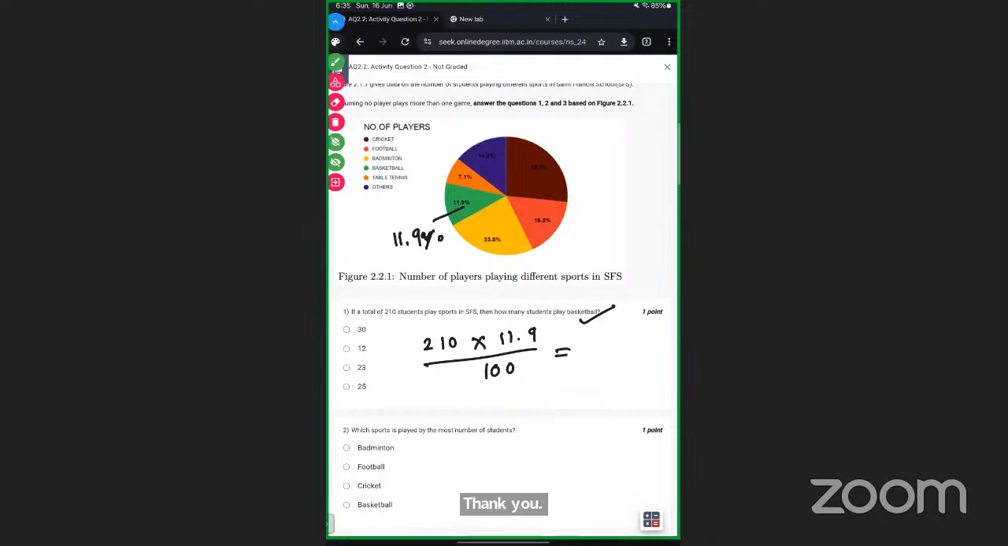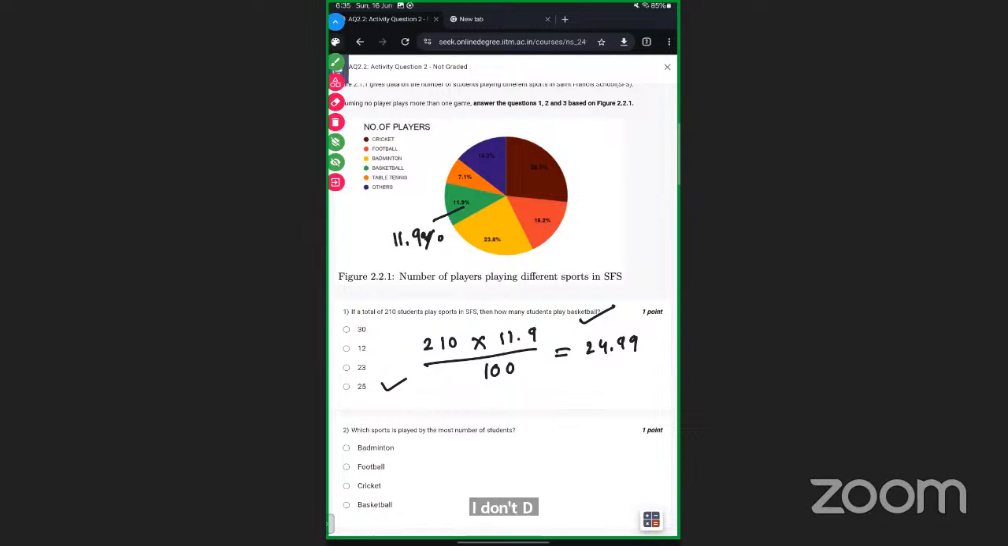210 multiplied by 11.9 divided by 100 is coming out to be 24.99. So you can say 25. Right, sir. Right. Sir, okay. I did a calculation mistake, sir.